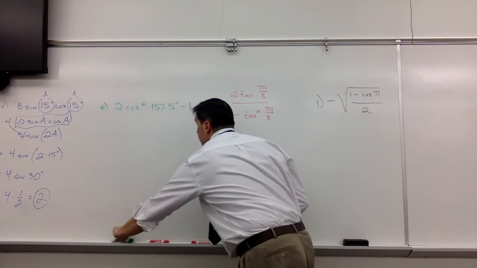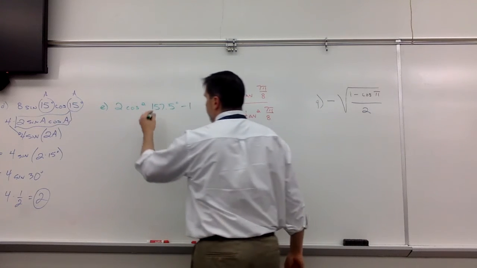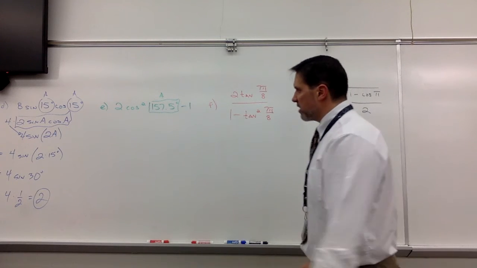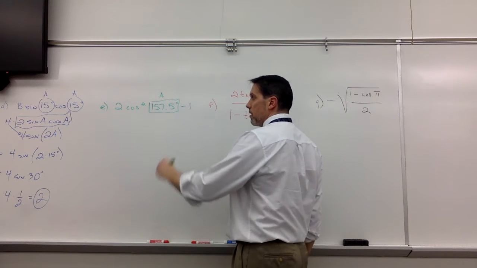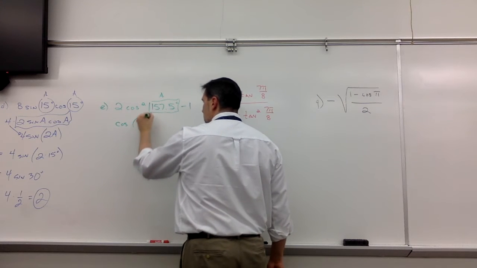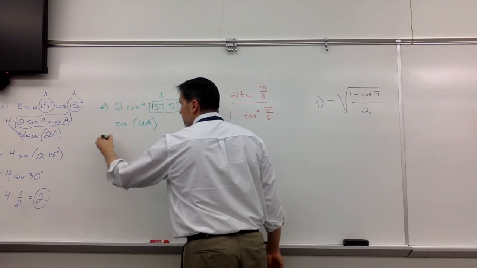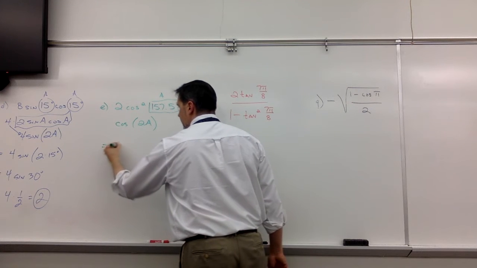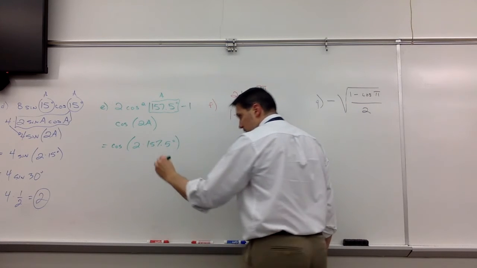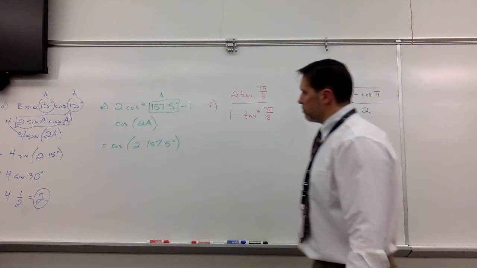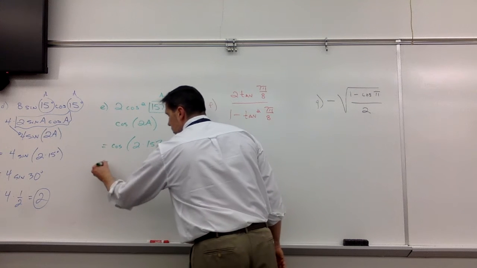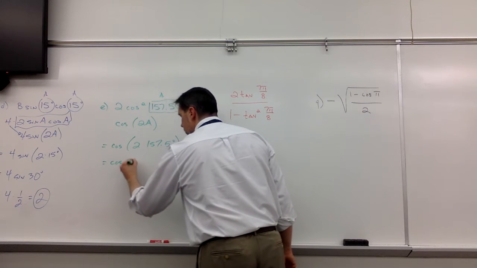Okay, letter E. 2 cosine squared 157.5. Again, we'll call that A. 2 cosine squared A minus 1 is definitely one of your double angle formulas for cosine. So that would be a cosine of 2A. So what we're looking at here is cosine of twice of 157.5 degrees. What are we looking at? 157.5 would be 315, I believe. So cosine of 315 degrees.